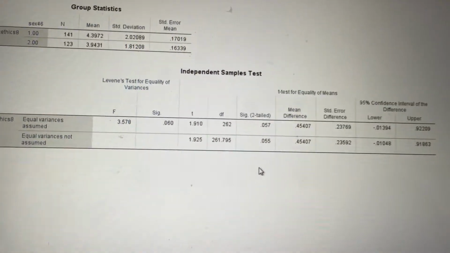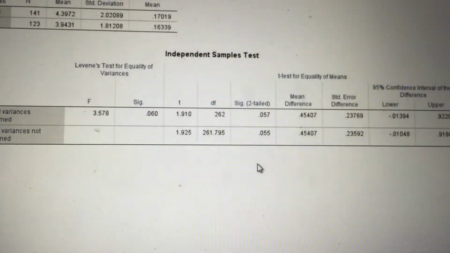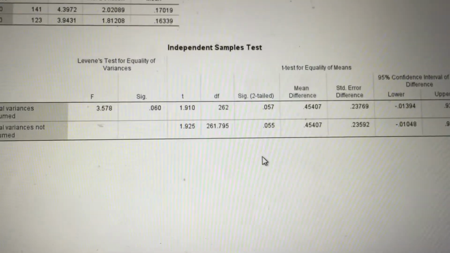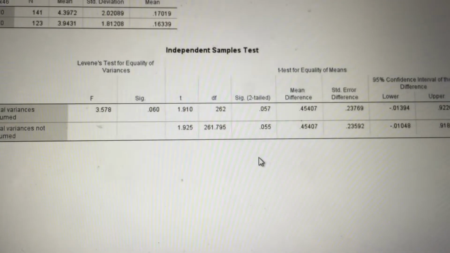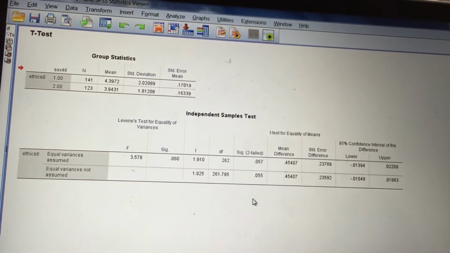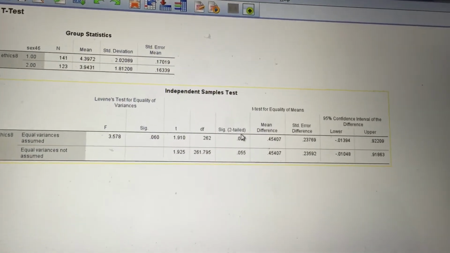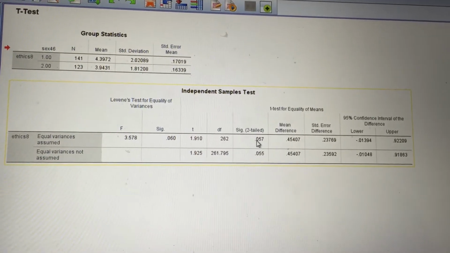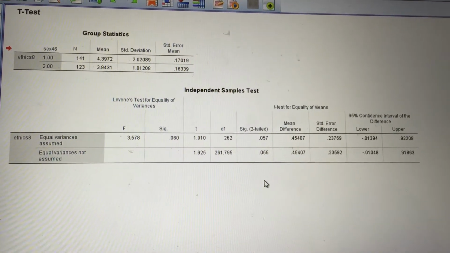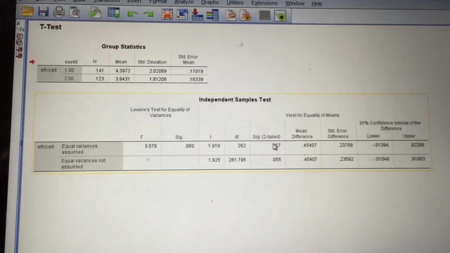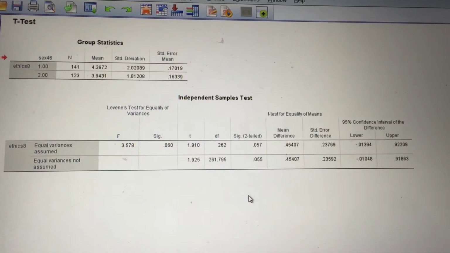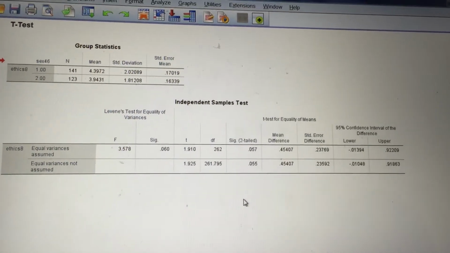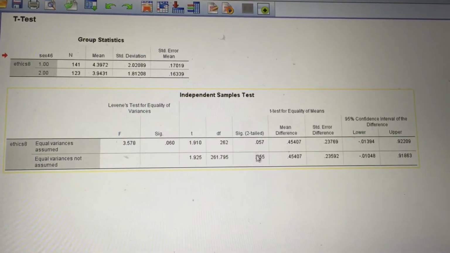And so, as you know, our criteria to determine whether it's statistically significant at the 95% confidence level is if it is equal to or less than 0.05. And these are different, but they are both greater than 0.05. So we would say, although it's very, very close, we do not have a statistically significant difference in either of these situations.